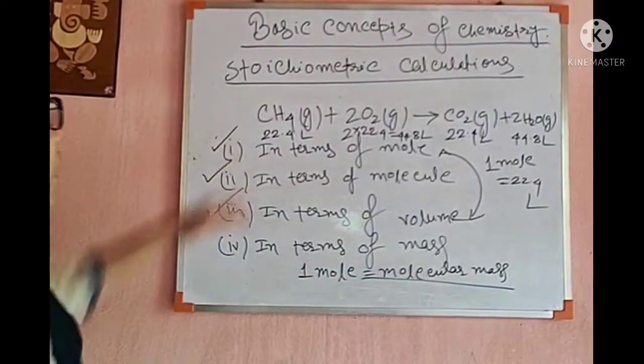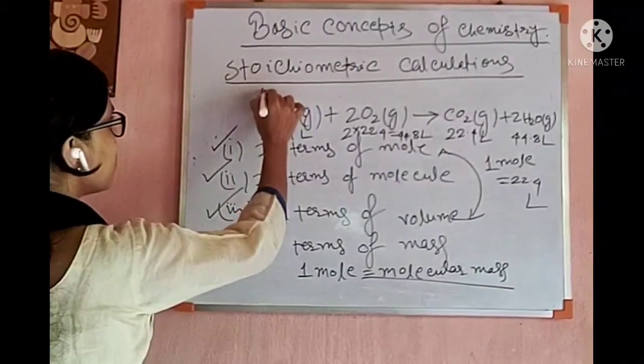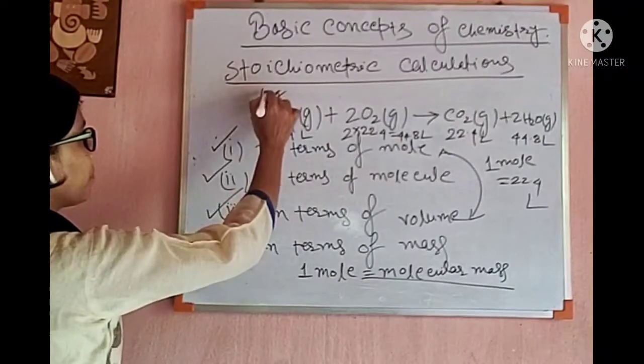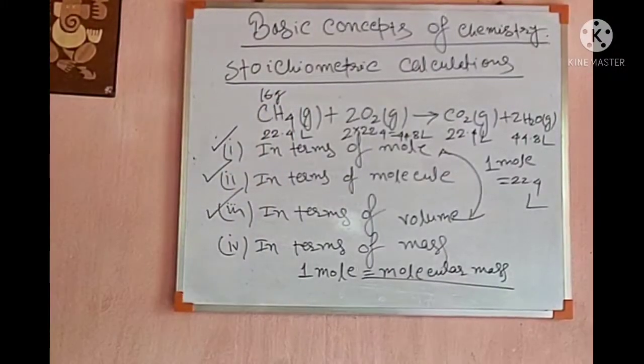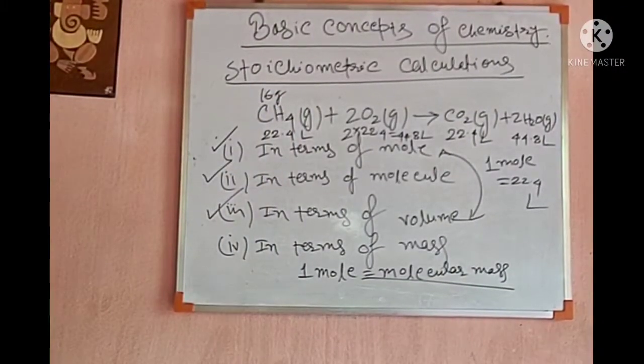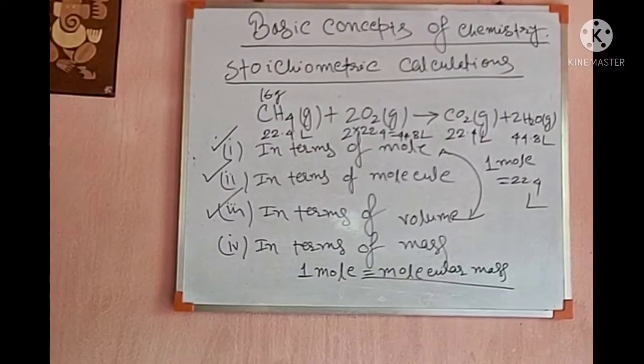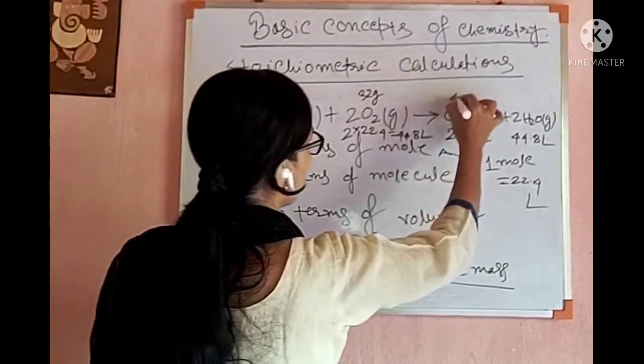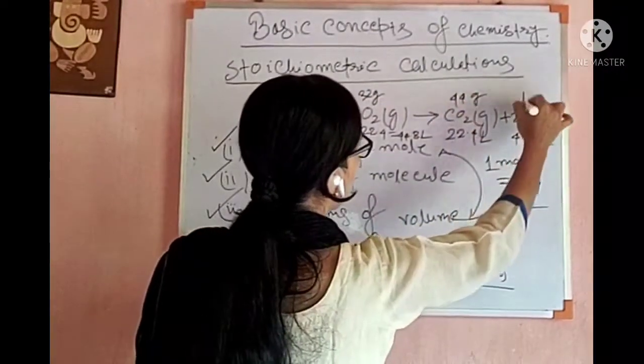So the molecular mass of methane is 16 gram, 12 plus 4, this is 16 gram. And molecular mass of oxygen is 32 gram. Carbon dioxide is 44 gram and water is 18 gram.